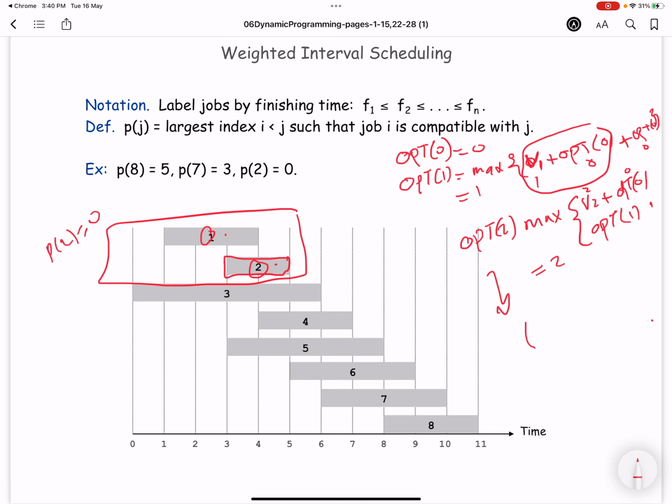If you keep doing the same, you will get opt 8 at the end, and it will be the solution for this problem. So this was about dynamic programming. I hope it's clear, and see you in the next video.